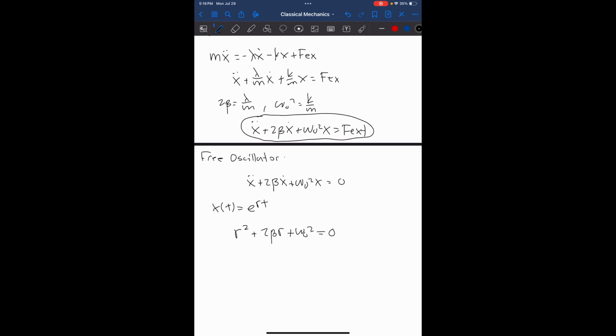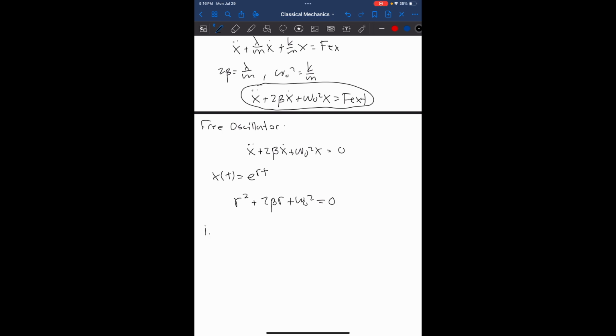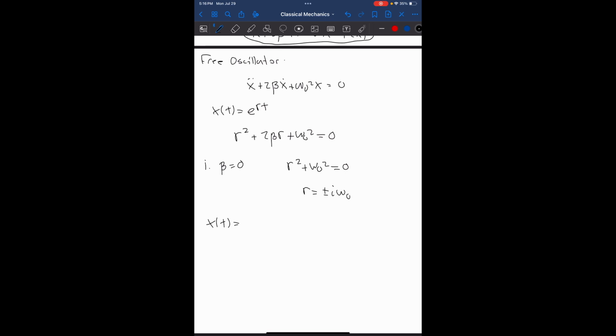Now, we have to stop here because the oscillator is going to behave differently depending on what the damping coefficient is. So we have three cases. The first case is when beta is equal to 0. There is no friction. And when this is true, we have r squared plus omega naught squared is equal to 0, which tells us that r is plus or minus i omega naught. And so we can write x of t as a constant a e to the i omega naught t plus another constant b e to the minus i omega naught t.